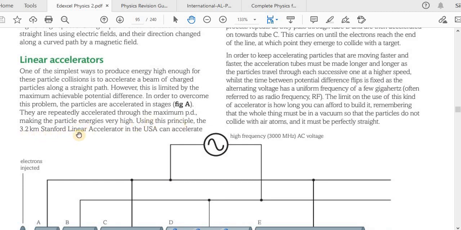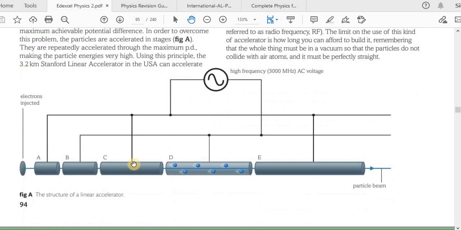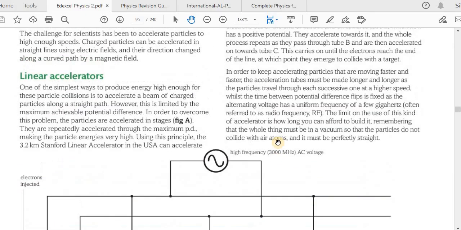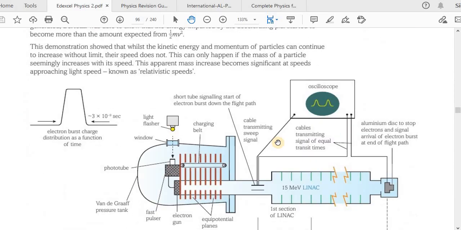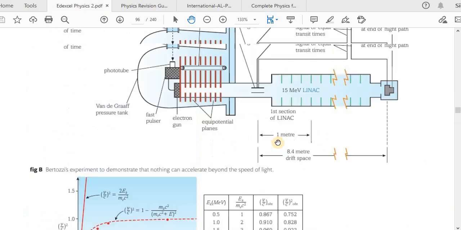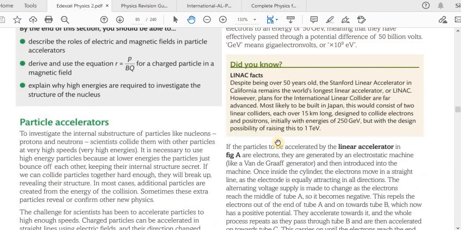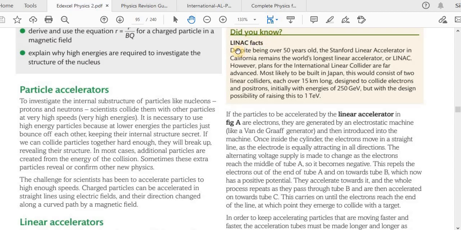And you can see 3.2 kilometers. You can imagine how long this is. It's quite long. I think there are some diagram photos also of this linear accelerator. Maybe I can show you one. Also, if you just Google it, you can see some photos. Did you know, Linac facts: despite being over 50 years old, the Stanford Linear Accelerator in California remains the world's longest linear accelerator. Longest linear accelerator. See, Linac.